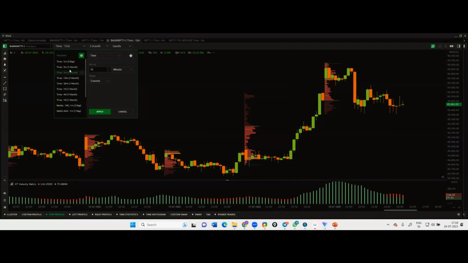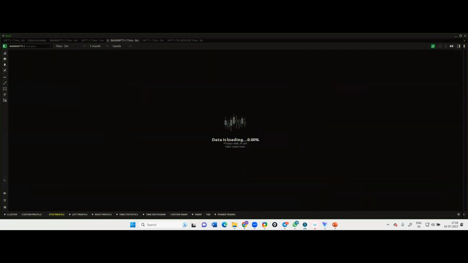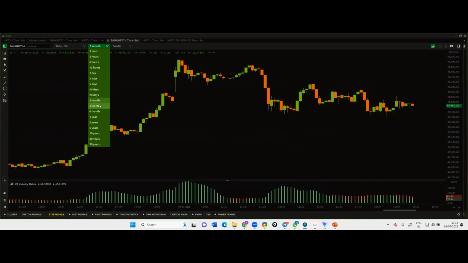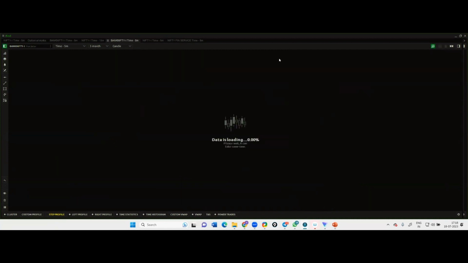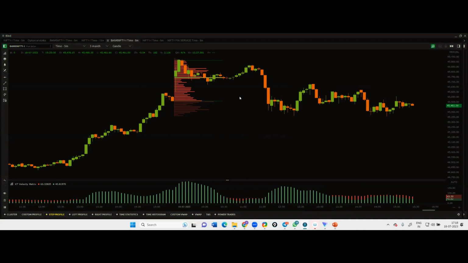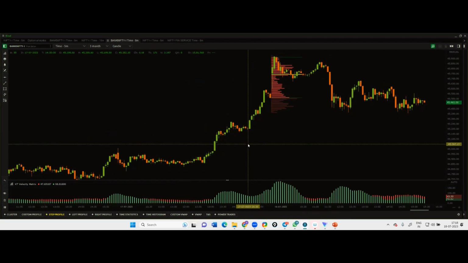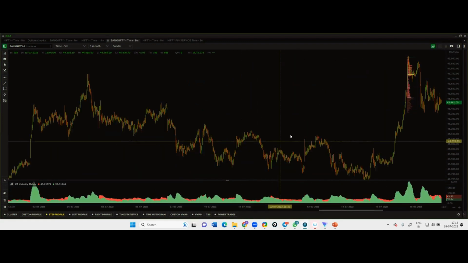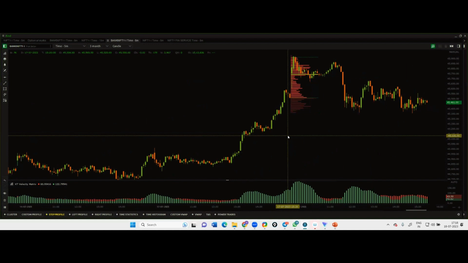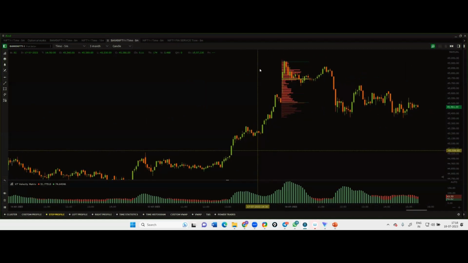Let's move to the 5 minute time frame, because we are dealing with intraday and it will be clearer to you. Let the profile load.